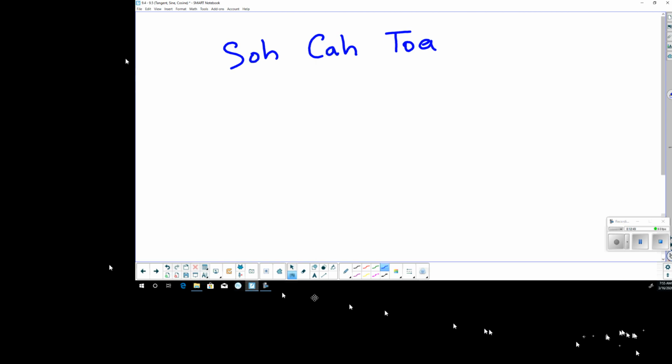This is just an abbreviation that helps us remember, right? So this stands for the sine of the angle equals the opposite over the hypotenuse. The cosine of the angle equals adjacent over hypotenuse. The tangent of the angle equals opposite over adjacent. So if you have that written, if you go to work on an assignment, if you want to write that at the top of your paper, that can help you remember what those are equal to.